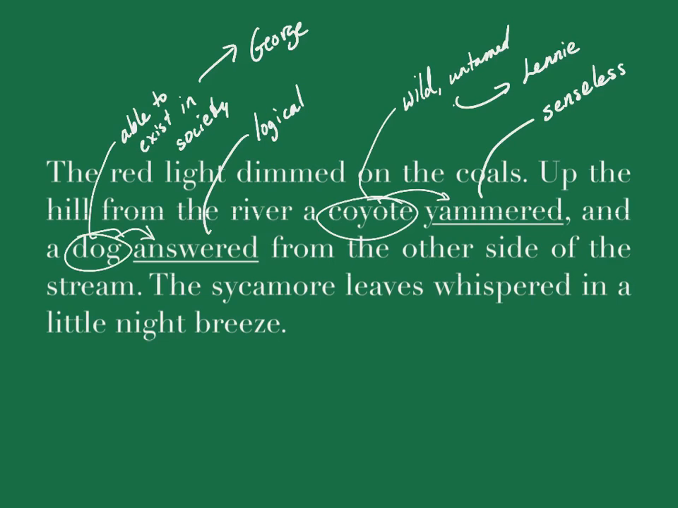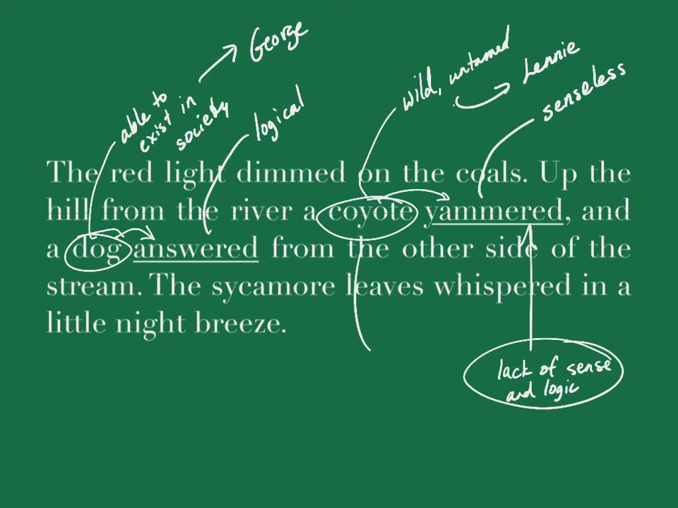A dog, on the other hand, understands the rules. So, why the word yammered? Well, the word yammered indicates this lack of sense and logic, because that's Lennie. He lacks common sense. He lacks logic. He can't think through things. He just reacts totally based on instinct, like a coyote. George, on the other hand, can answer because he's logical.